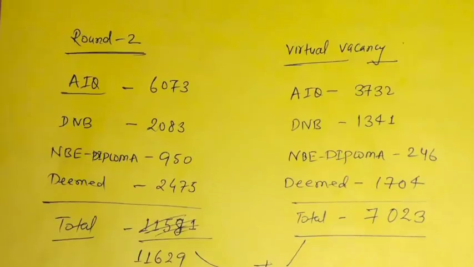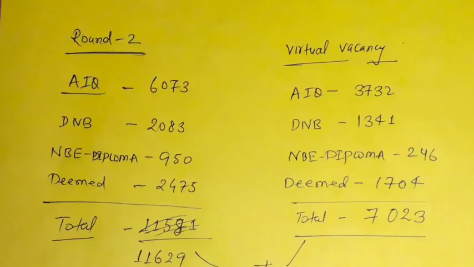And when we talk about virtual vacancy seats, those are seats which might or might not be available because the candidates have opted for upgradation. If we talk about virtual vacancy, the total is 3732, for DNB 1341, and for NB diploma 246. So only on 246 seats candidates joined and opted for upgradation. And you can assume that on most of the seats in NB diploma the candidate will go for upgradation.